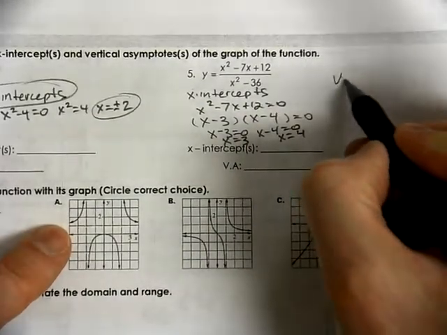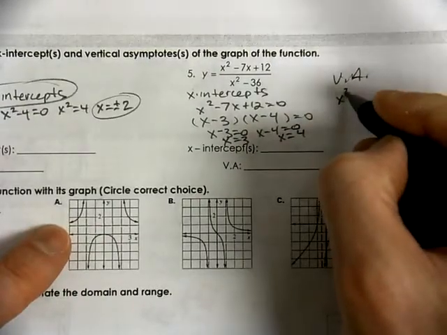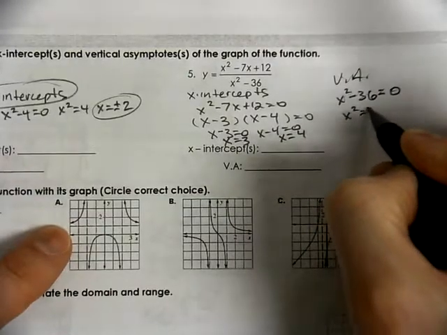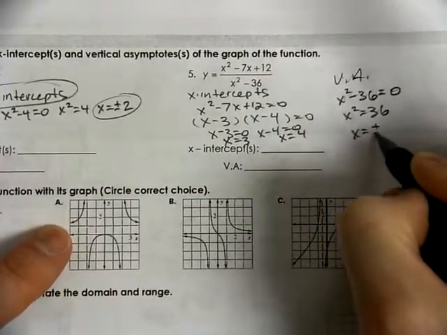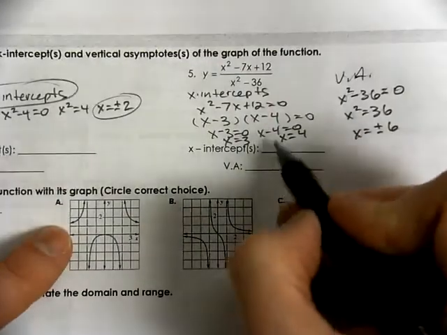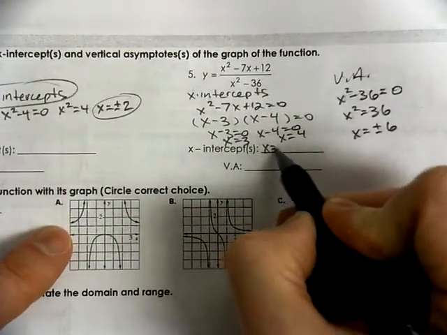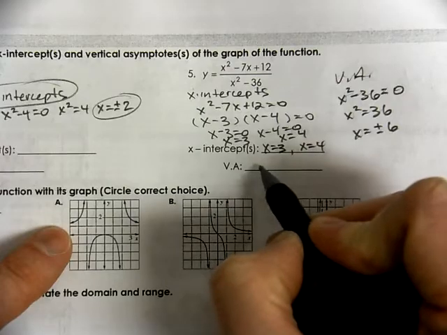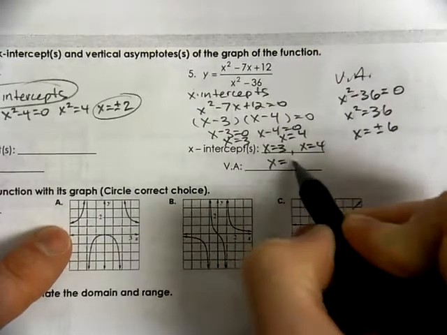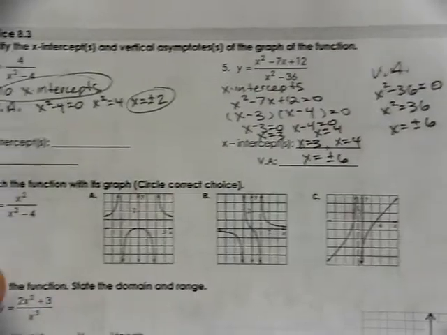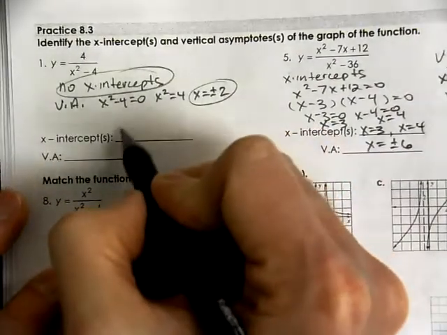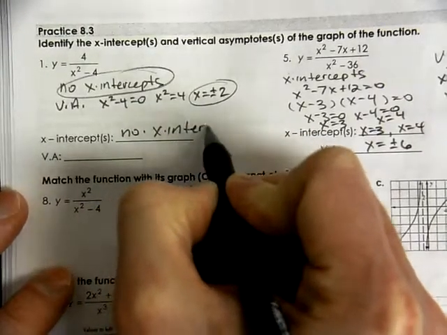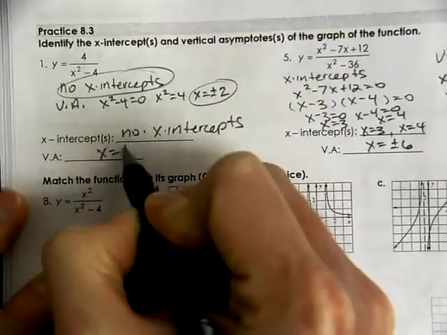And we have our vertical asymptote where the denominator equals 0. So it looks like we can fill them in here. We would have x equals 3 and x equals 4. And our vertical asymptote is also going to be x equals plus or minus 6. Here I could put on their answers and create no x-intercepts and x equals plus or minus 2.